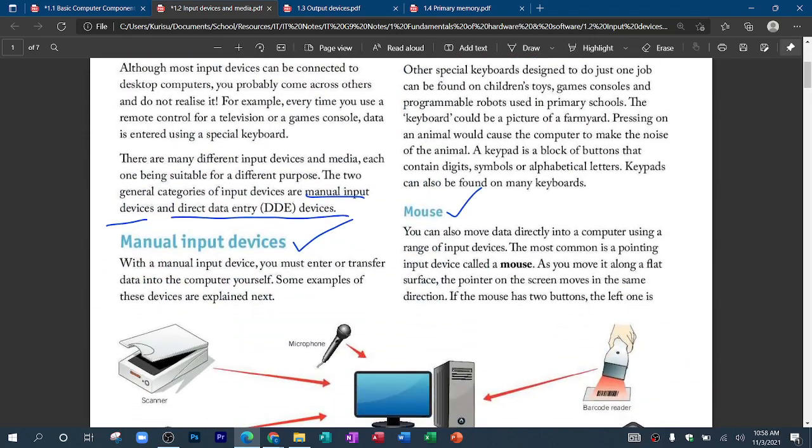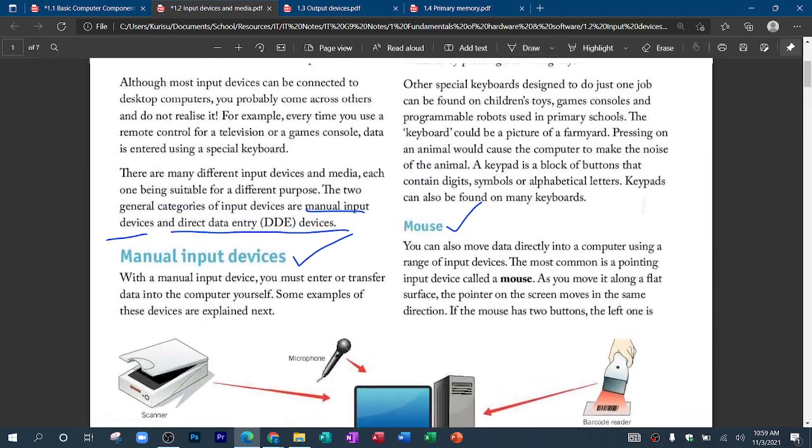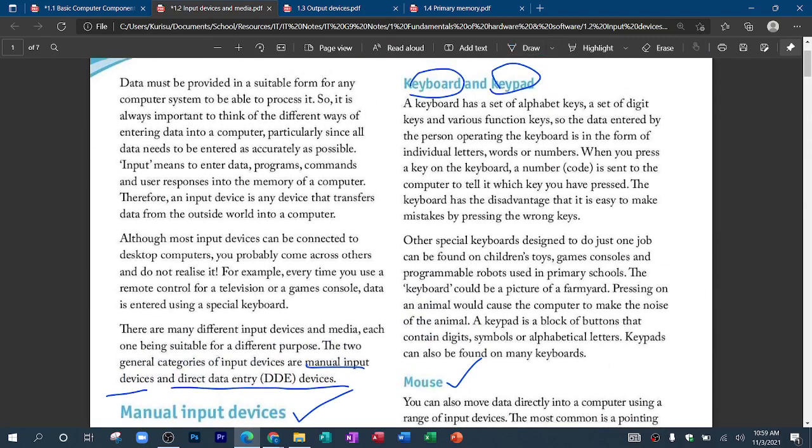Keyboard, keypad, mouse. Remember what the types of mouse are? You have the mechanical mouse, the optical mouse, and the cordless mouse. Remember, the mechanical mouse is the one with the ball. For the optical mouse, when you hear the word optical, think of light. So that is the mouse with the light, and that's basically the one we use the most today.